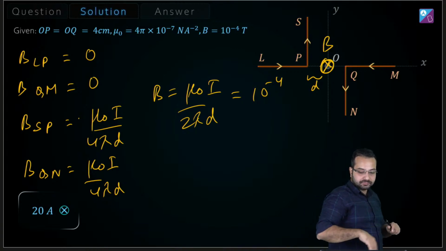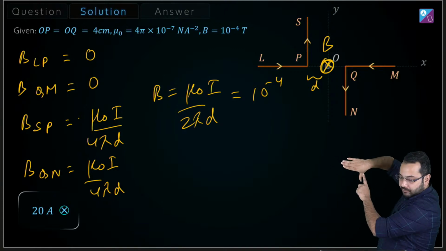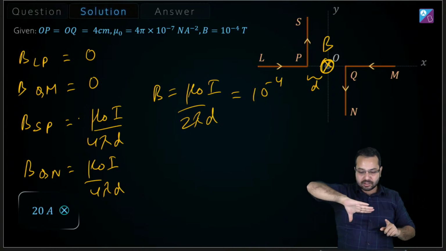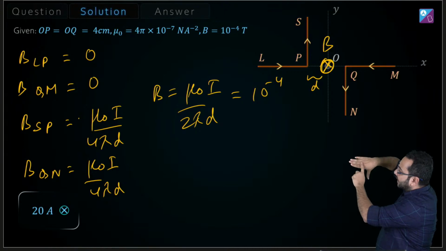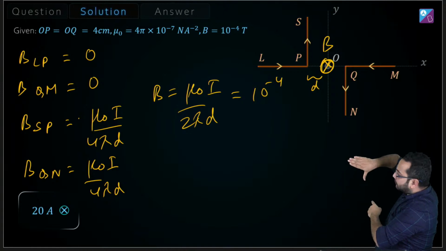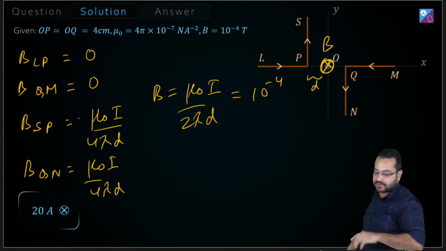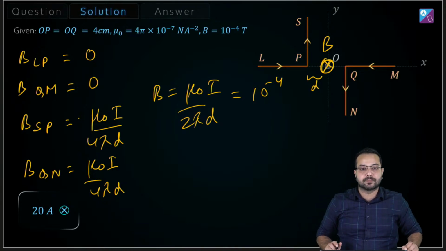Next, probably I have to show it to you like this. Now my thumb is like this, right? So my thumb is like this along the direction of the current, and then my palm should face towards the point at which I have to calculate, which is this point. Can you see that in your screen? Right? It is over here. And then when I curl my fingers, it goes into the plane of the screen. So both due to PS and QN, the magnetic field is going to go into the plane of the screen.